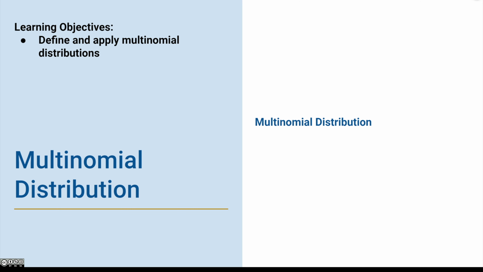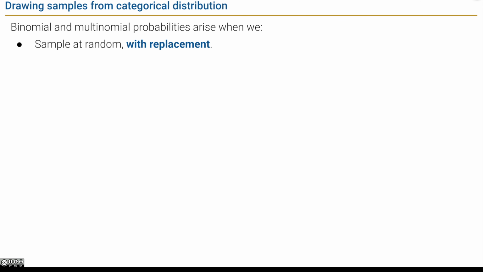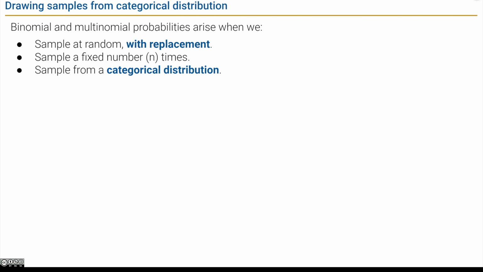Now we're going to introduce a useful discrete joint distribution called the multinomial distribution. And this is actually a natural generalization of the binomial distribution. So where does this arise? These types of probabilities are going to arise anytime we're sampling at random with replacement a fixed number of times from a categorical distribution. For today's examples, I'm going to do simple things like dice or marbles.